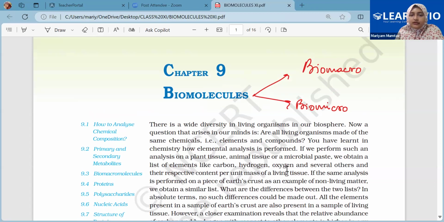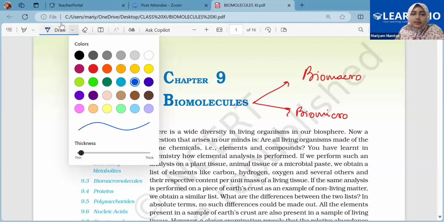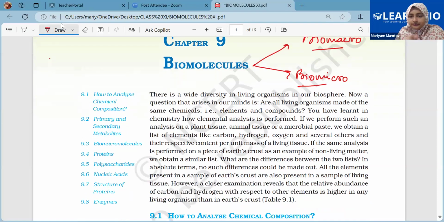Okay. Now talking about biomolecules, these are the substances that are present inside our body also, in the elements also, in the whole entire world. Now, the biomolecules can be divided into biomacromolecules and biomicromolecules. These are the two types that we can divide them.